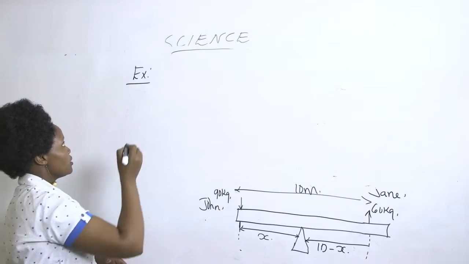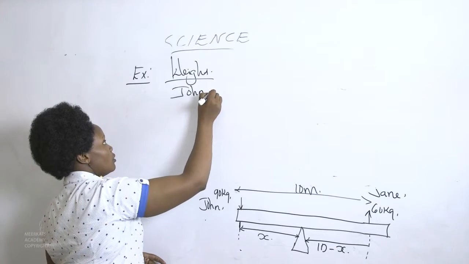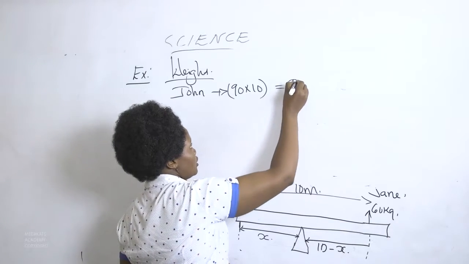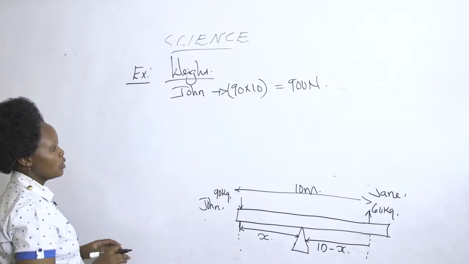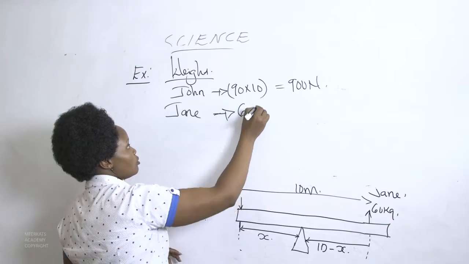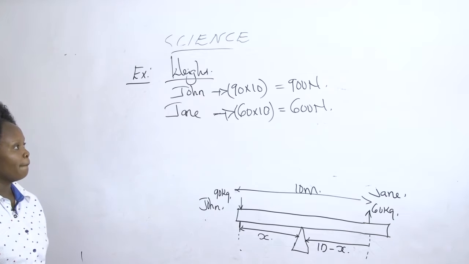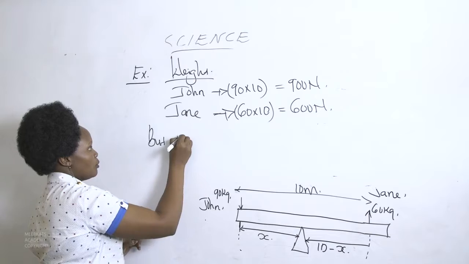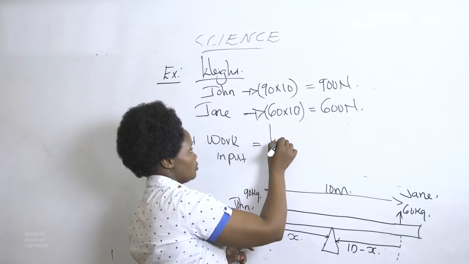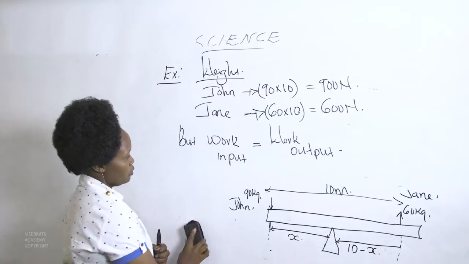Now, let us work out their weights. For John, he will weigh 90 multiplied by 10, and that gives us 900 newtons, and Jane will weigh 60 multiplied by 10 to give us a weight of about 600 newtons. But work input is equal to work output in our case here. Work input is actually equal to work output.